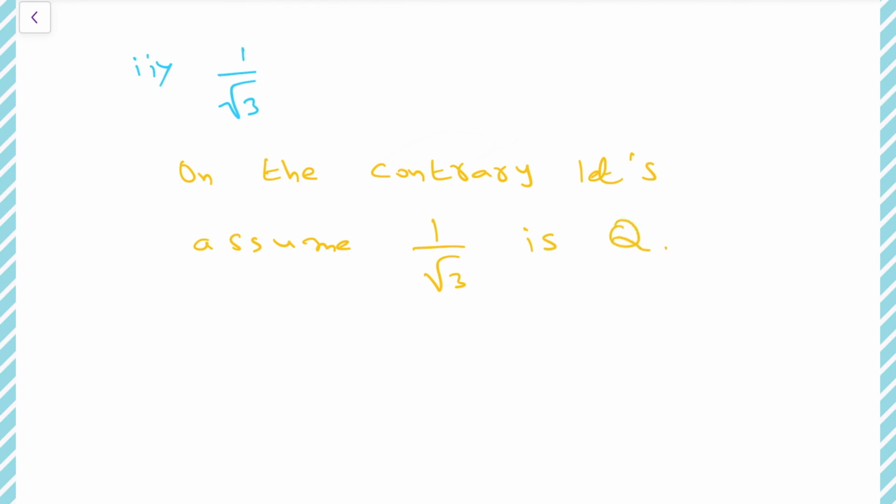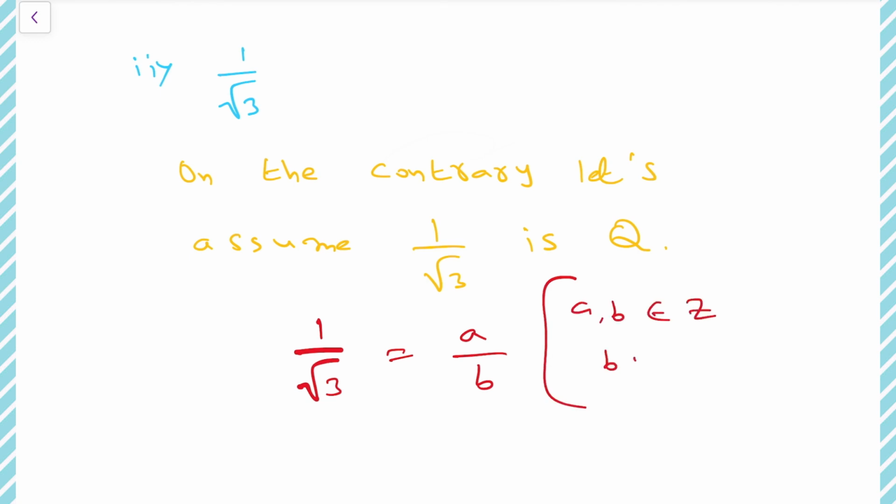So if it is a rational number, definitely we can write it in the form of a by b. So 1 by root 3 is equal to a by b. The conditions are a, b belong to integers, b not equal to 0, a, b are co-primes.